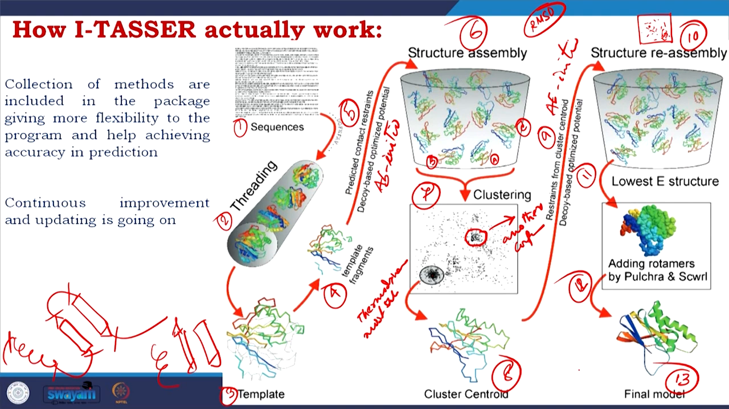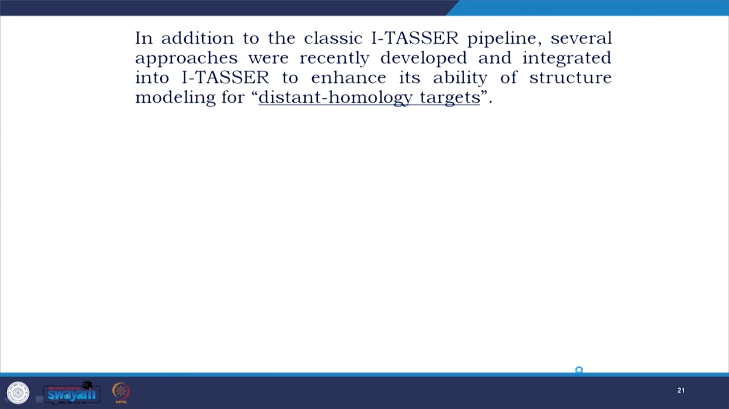Continuous improvement and updating is going on, and the data we have presented tells us that the software was updated on 20th March 2021. There are some additional things to show you of how this continuous updating is going on. This is what we talked about, classic I-TASSER. But in addition to the classic I-TASSER pipeline, several approaches were recently developed and integrated into I-TASSER to enhance its ability to structure modeling for distant homology targets.